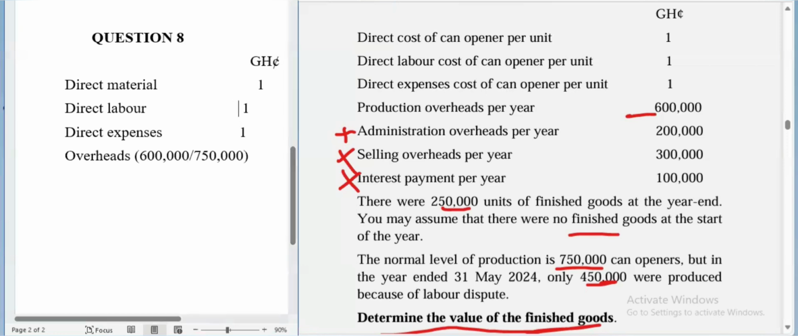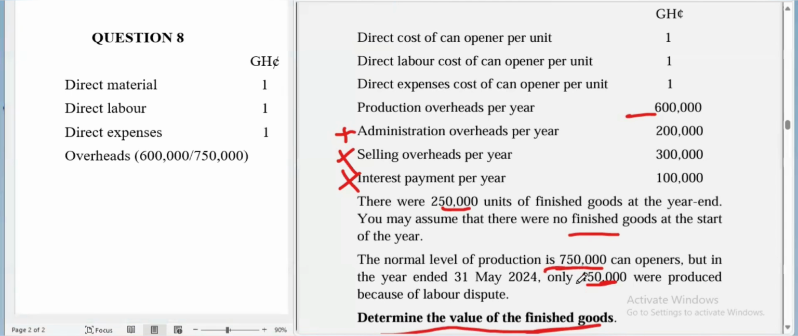Let me explain this part for you. It's nothing difficult. If you look into the question, we're told the total units produced. They budgeted for 750, but they produced 450. So 450 is the total units produced, and out of the 450, 250 was in inventory, meaning 250 was not sold.